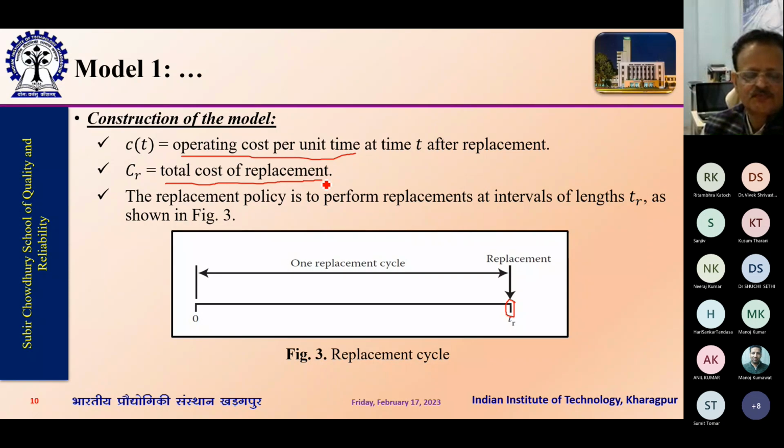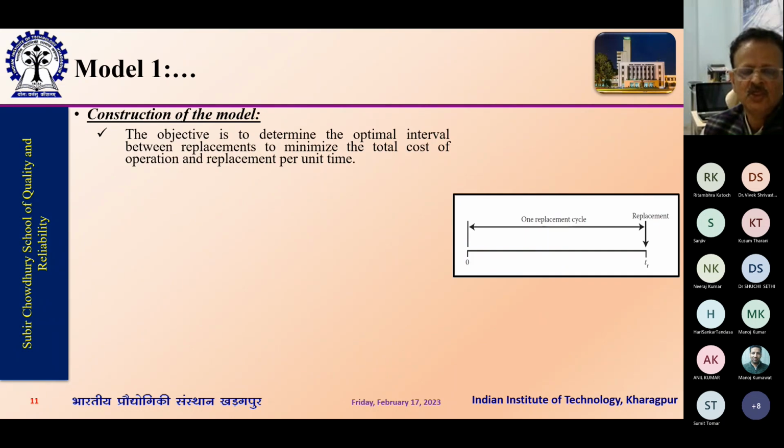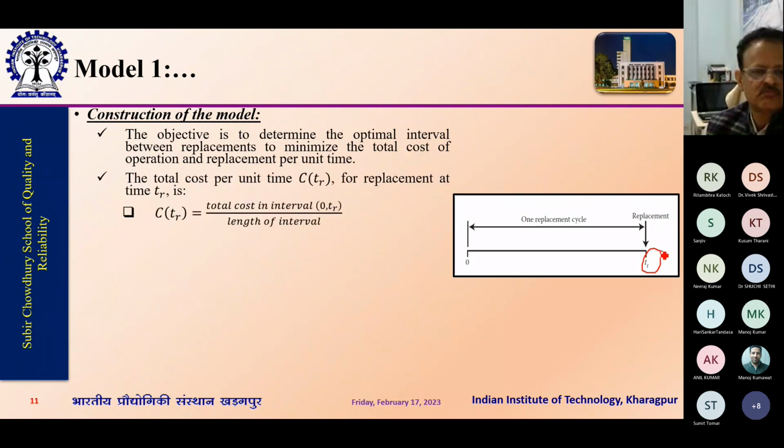Okay, so in this cycle, the operating cost is involved and the replacement cost. Two costs we are just considering, as we have shown in the earlier conflicting situations as well, right? So the objective is to find the optimal interval between replacements. That is, this value is to be found. Okay, so CTR, the total cost of replacement per unit time, can be written as the total cost in the interval 0 to TR over the length of the cycle. Okay, so this is the modeling, we are trying to model the problem.